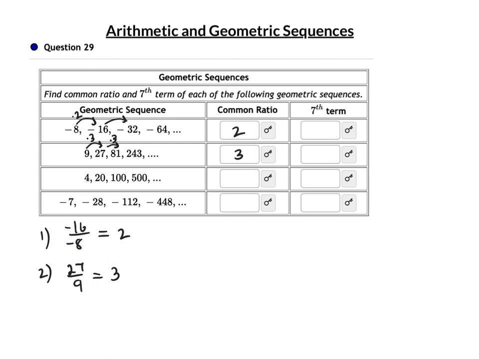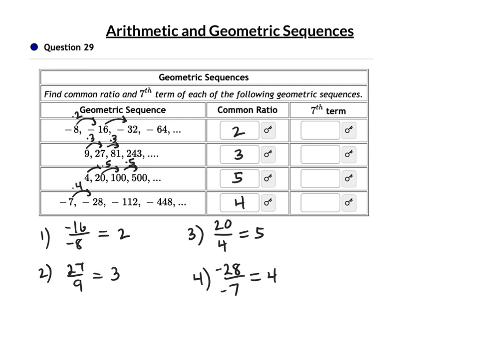For the third one, take the current divided by the previous, 20 divided by 4, I get 5. So multiplying by 5 gets us to the next spot. And for the last one, I'll take the current divided by the previous, negative 28 divided by negative 7, and I get 4. Every time you move one spot, you multiply by 4.